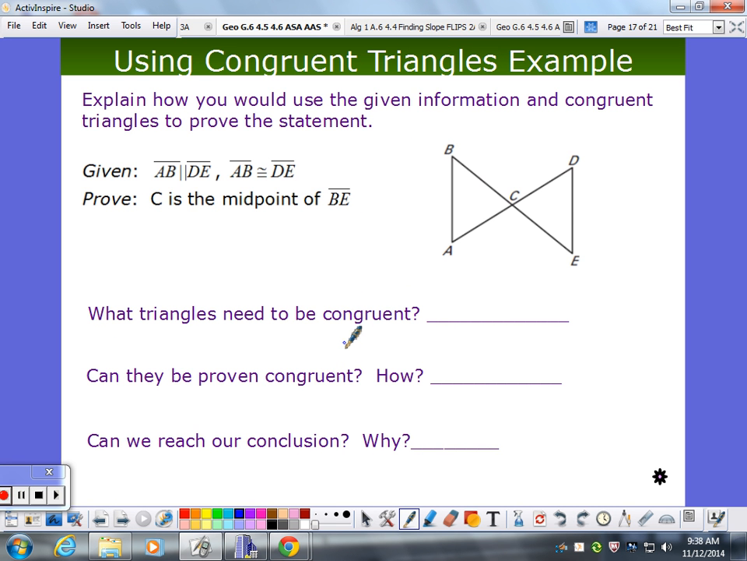Alright, let's look at an example here. It's on your paper, on page 2. Explain how you can use this information. So suppose you're given this situation, here's my figure. AB is parallel to DE. I marked that on the diagram. And I also know that AB is congruent to DE. And what I want to prove is that C, right here, is the midpoint of BE. Here's BE. And I've got to show that this piece is congruent to that piece, right? Because that's what a midpoint is.